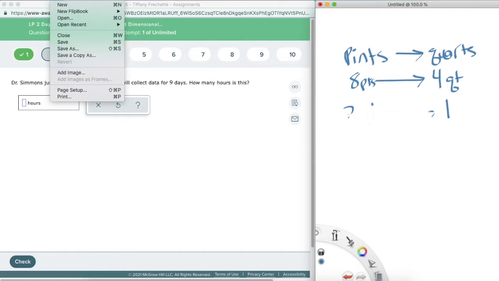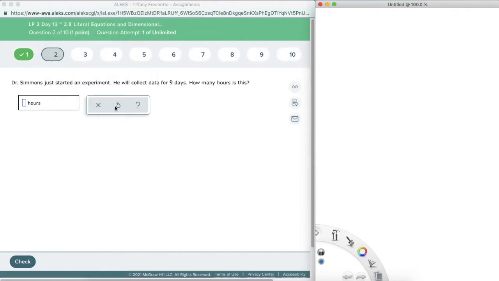I'm just going to go new. New. Don't save. Okay. So Dr. Simmons just started an experiment. He will collect data for 9 days. How many hours is this?